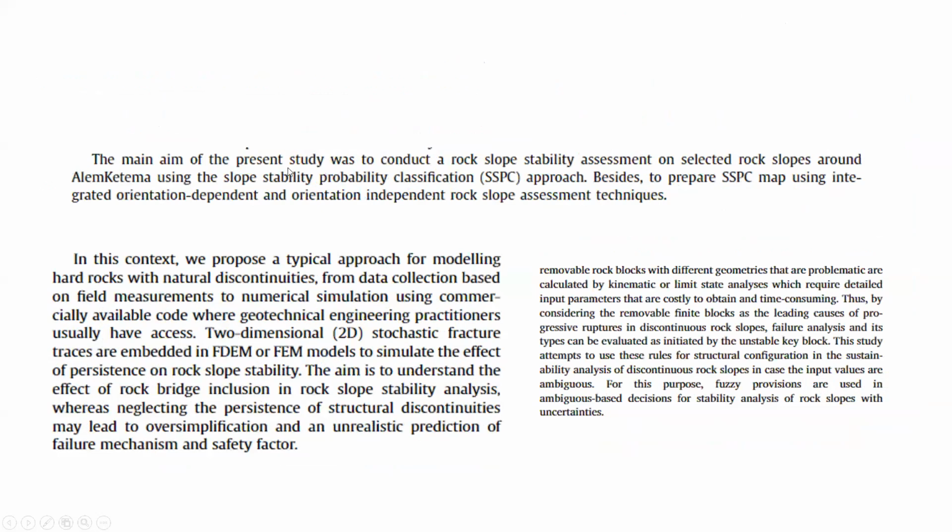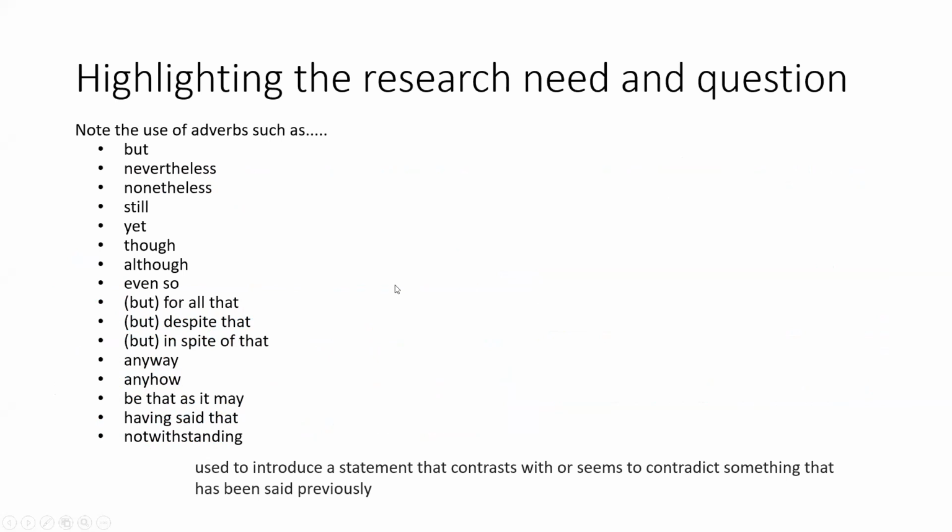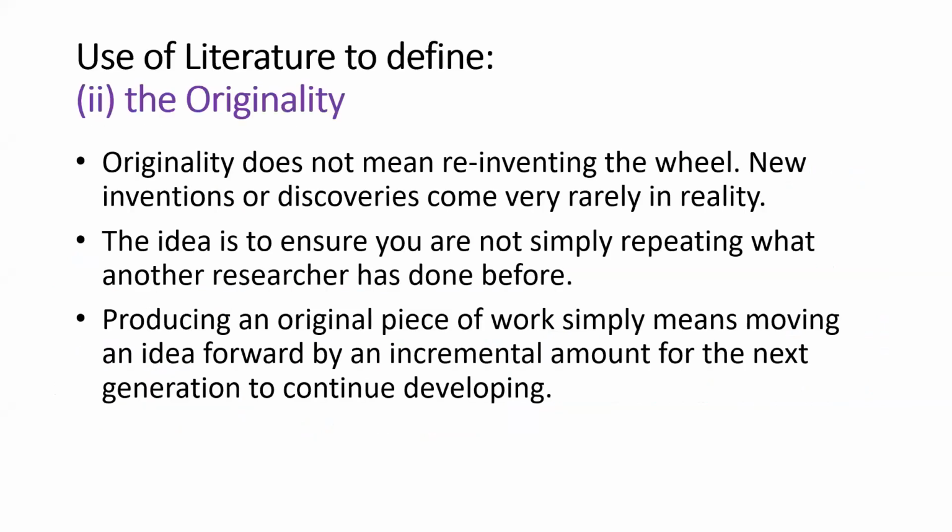These are all examples. Just go through these examples and see how they have identified the main objectives, how they're proposing these, right? So highlighting the research need has to be done based on the literature review, and for that you have all these words to use, but nevertheless, still, yet, though, therefore, and so on. So you can make use of all these to make sure that you identify the research need, right?